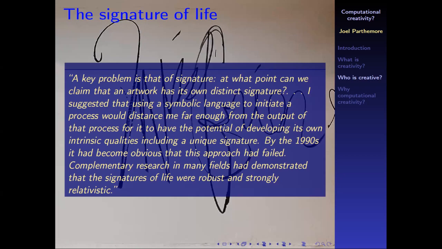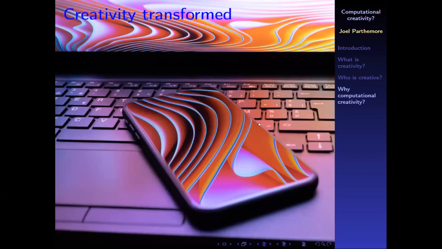By the 1990s, it had become obvious that this approach had failed. Complementary research in many fields had demonstrated that the signatures of life were robust and strongly relativistic. At the time he wrote that, he was involved in a project called Drawbots. I don't think Drawbots was ultimately any more successful than his earlier efforts actually at producing artifactual agency, the creative agency. But that's a further discussion for later.